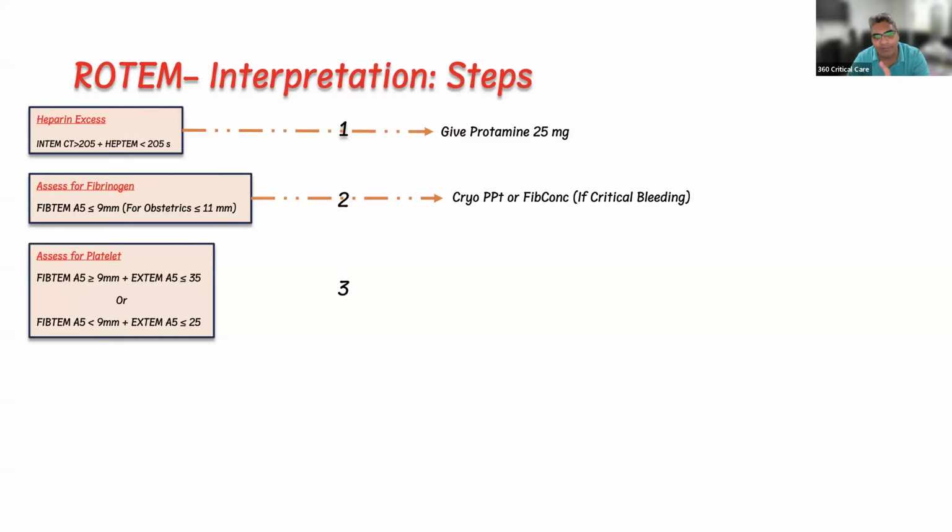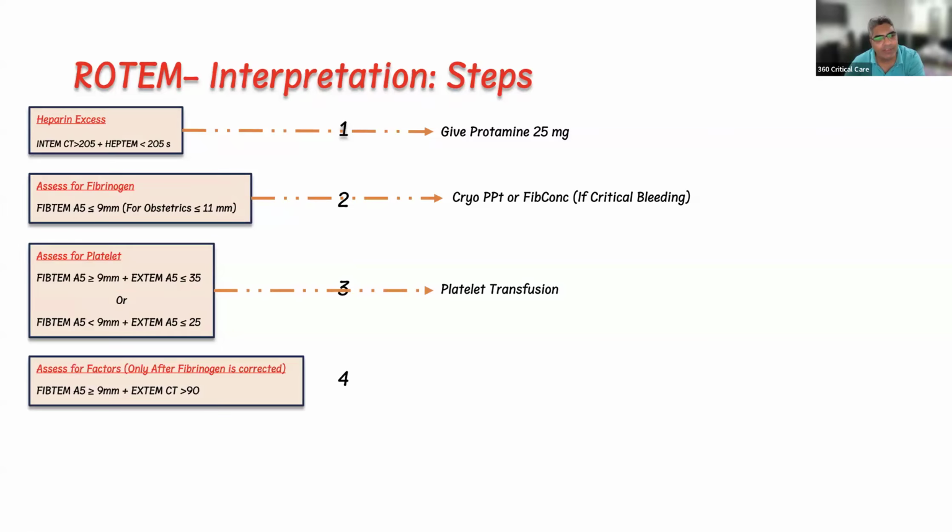But if FIBTEM is normal and EXTEM is abnormal, that means there is a problem of platelets. Okay, so that's what it is. FIBTEM A5 is normal, more than 9, but the EXTEM A5 is less than 35, which is abnormal. Or FIBTEM is low and EXTEM is low, both are low, or FIBTEM is normal but EXTEM is low. That means there is a platelet deficiency. Okay, you need platelet transfusion.